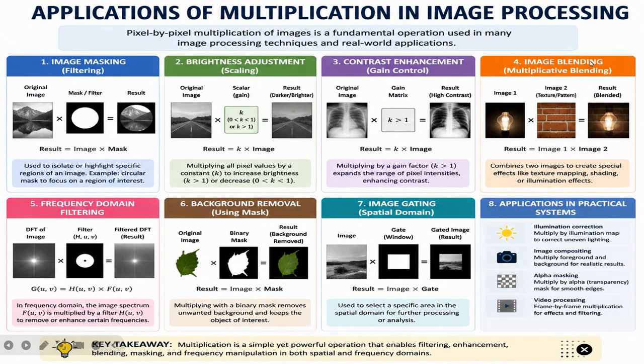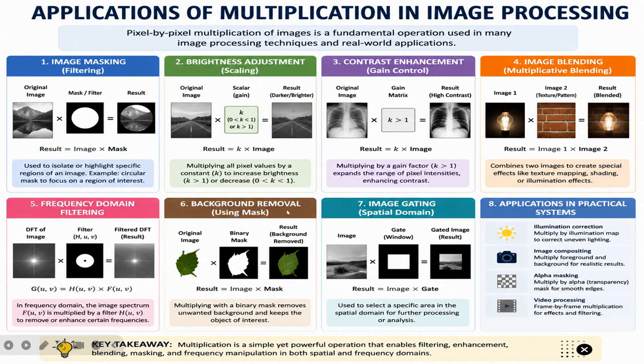Then you have image blending, that is multiplicative blending, which will combine two images to create special effects like texture mapping, shading or illumination effects. Then you have frequency domain filtering, where the image spectrum is multiplied by a filter to remove or enhance certain frequencies. Then next you have background removal.